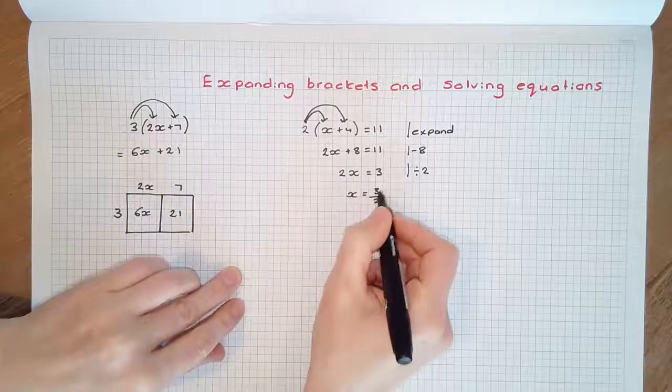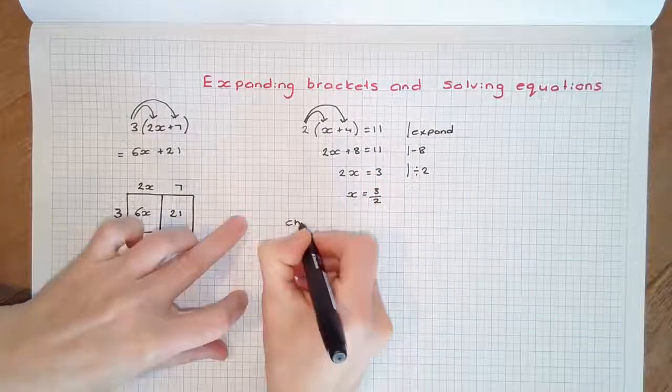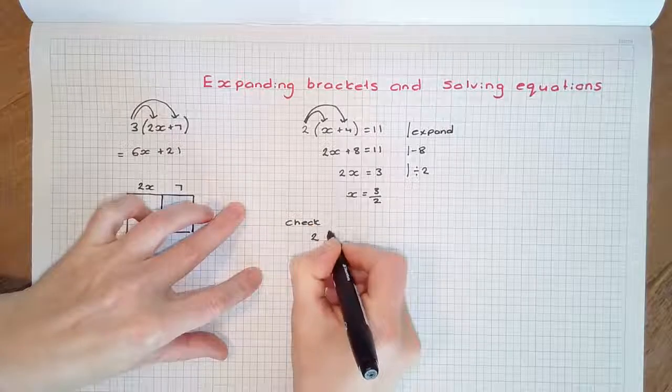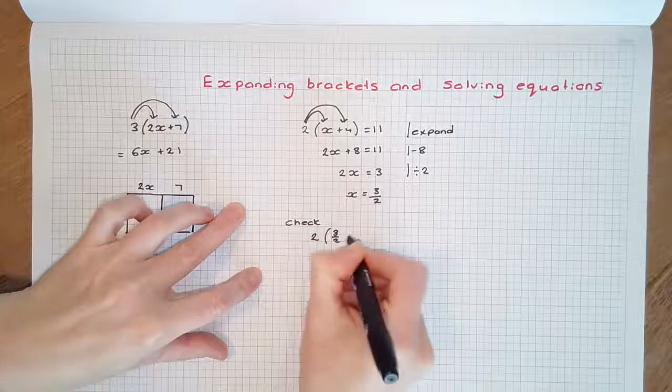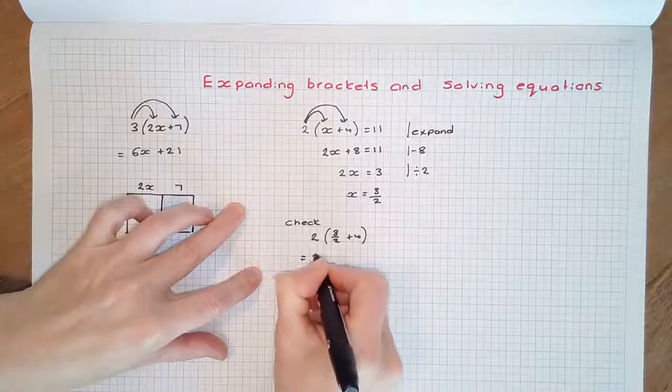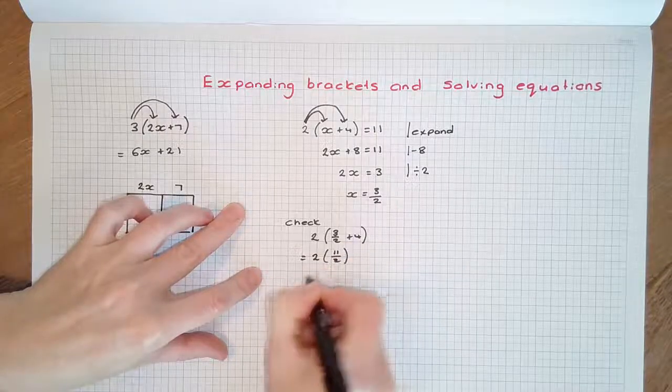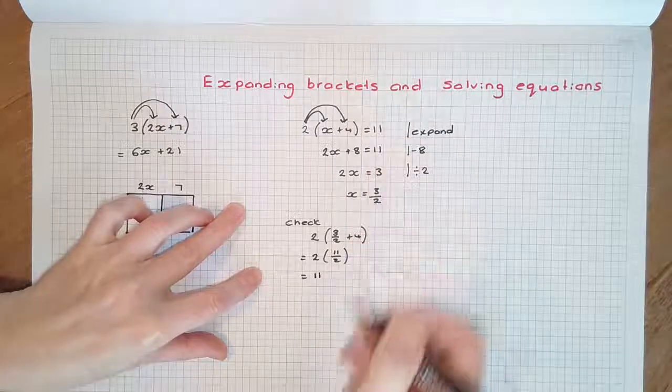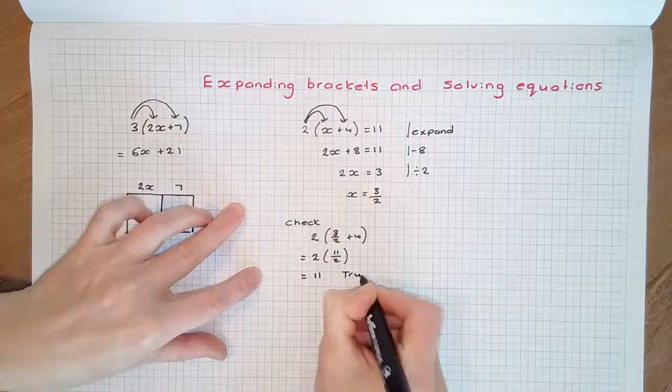Checking by substituting our solution back into our equation. 2 lots of 3 on 2 plus 4 equals 2 lots of 11 on 2, which equals 11, which is what our equation equaled, which is true.